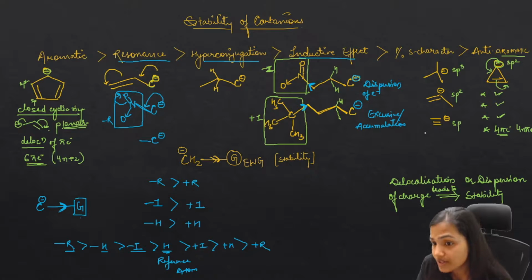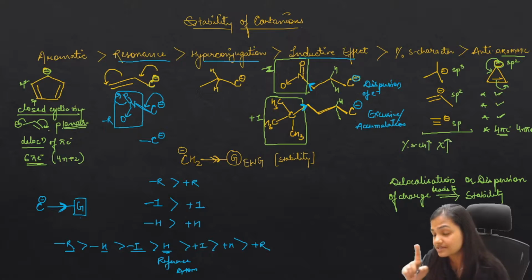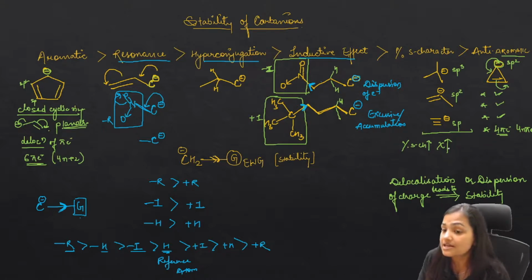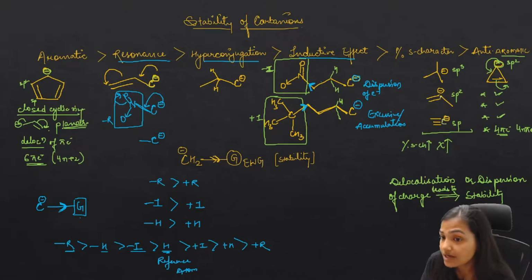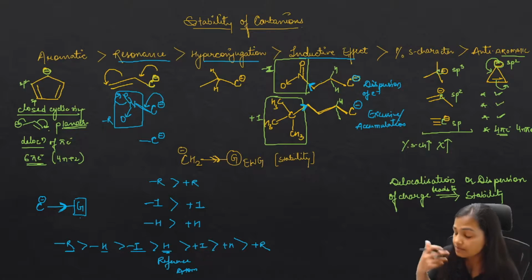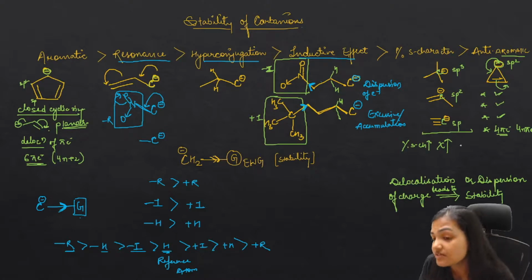Let me tell you, so what I am telling you, please focus. As the percentage of S character increases, the electronegativity increases. This is the sign of electronegativity, capital Psi. So as the percentage of S character increases, the electronegativity increases. As the carbon becomes more electronegative in nature, the stability of the negative charge increases, the carbanion stability increases.